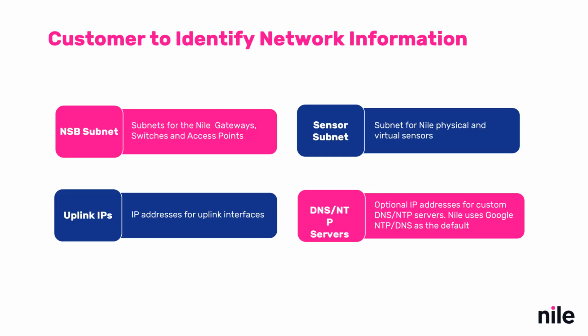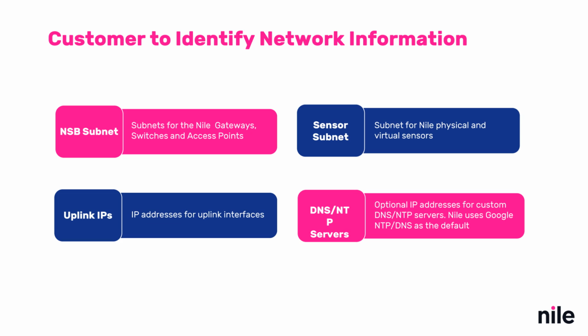Before the site can be activated, it's essential to identify and finalize a few key network parameters. These values will be used during the deployment and must be accurate to avoid delays. First is the Nile Service Block, or NSB subnet. This is the subnet from which Nile devices, such as gateways, headends, switches, and access points, will receive their IP addresses. Second is the Nile Sensor subnet. This is the range from which physical and virtual Nile sensors will be assigned IP addresses.